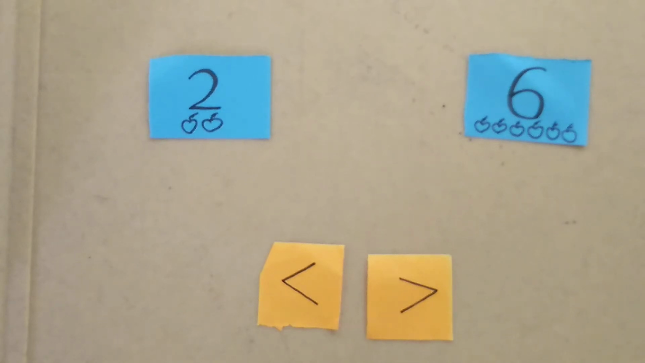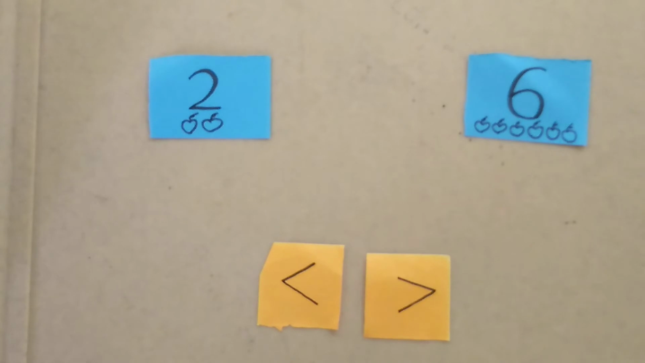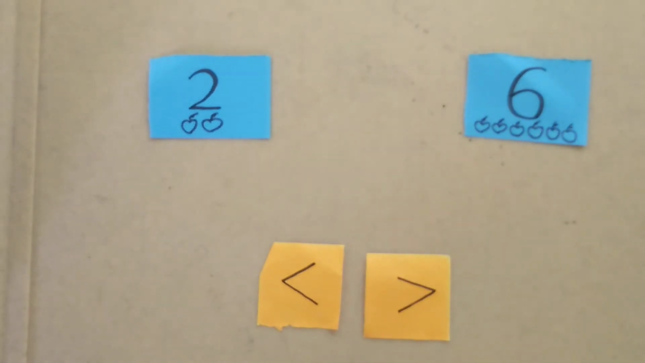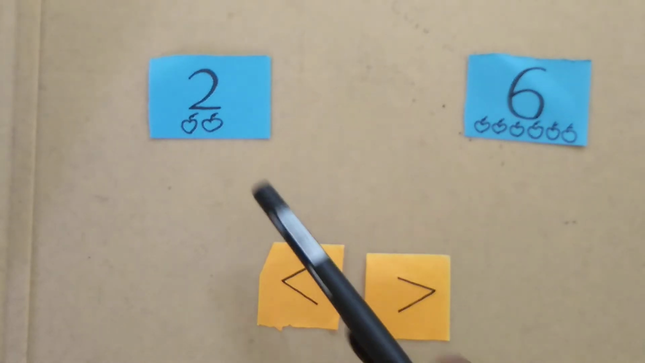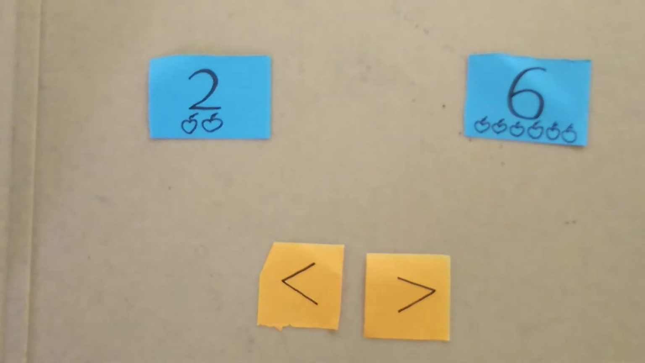Hello children, today you are going to learn about two new symbols used in math. This is the lesser than and this is the more than symbol. In the previous video you already learned how to recognize the bigger number. Now can you tell me which is the bigger number, 2 or 6? Yes, 6 is the bigger number. Now today you are going to learn to tell whether 2 is lesser than 6 or more than 6.